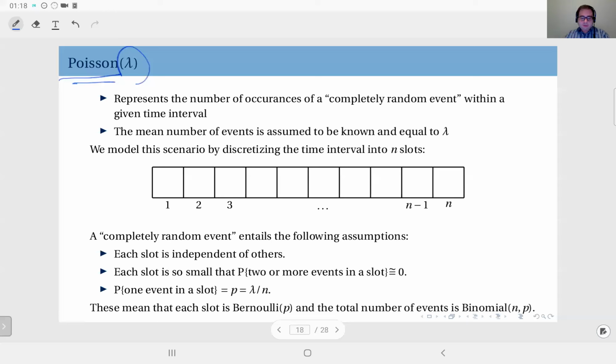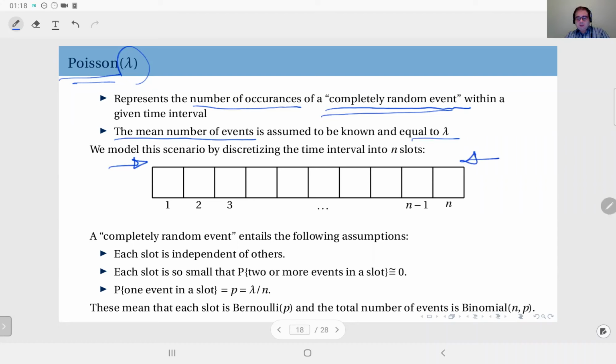Let's say the Poisson distribution represents the number of occurrences of a completely random event within a given time interval. What does this mean? Completely random event. We will talk about this. The only information given to us besides this completely random nature is the mean number of events. The mean number of events is assumed to be known, which is lambda. So we are given a time interval. The length is irrelevant here.